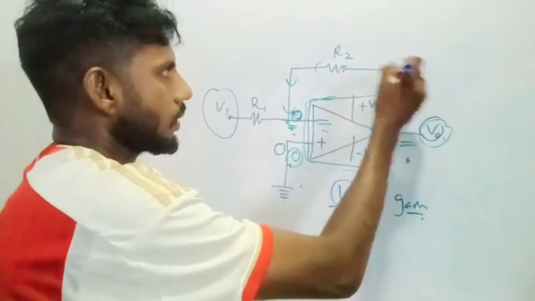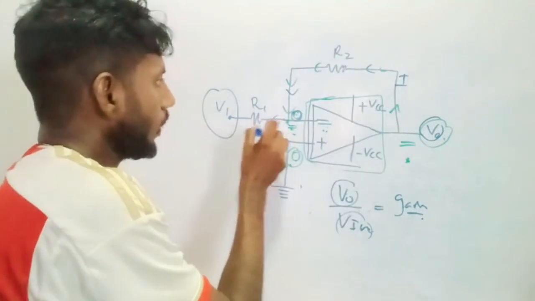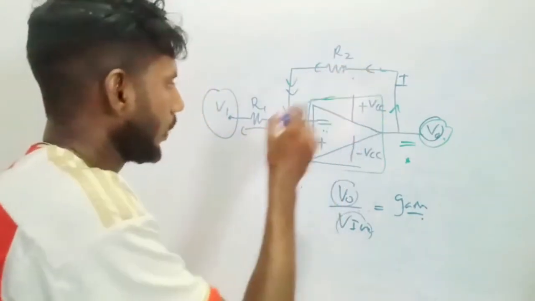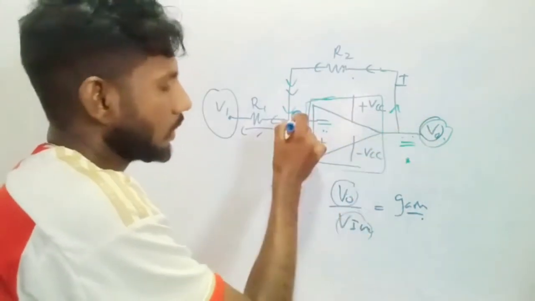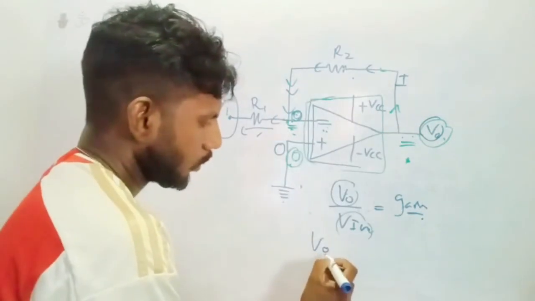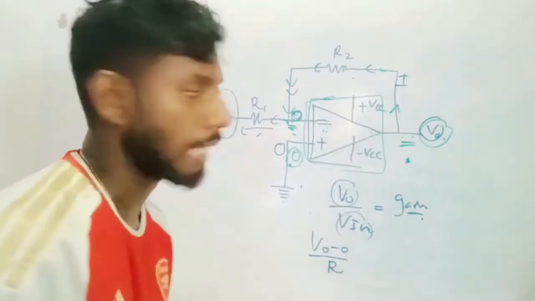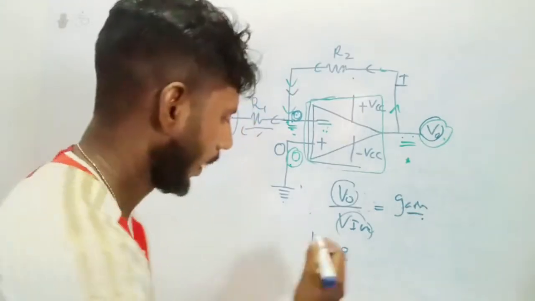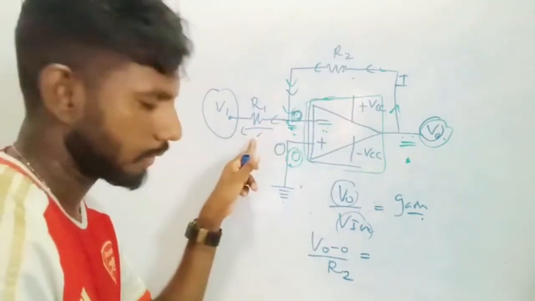Current here flows this way, it won't go into the input, so it moves in this direction. So these two currents are equal. The current in this path and this path are equal. The potential difference in this path is V0 minus 0. So V0 minus 0 divided by R2. That's the current in this path. It must be equal to the current in this other path.